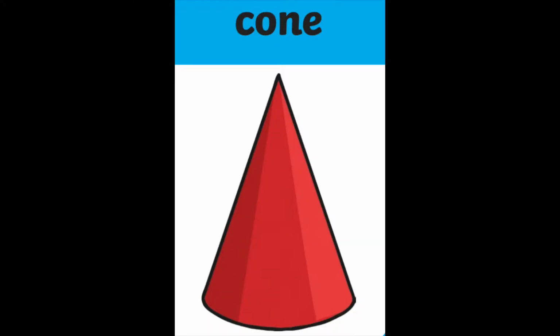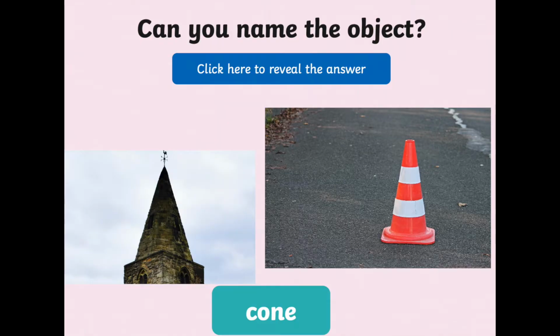My next 3D shape that we are going to look at is the cone. Now a cone has got 2 faces, one edge and one vertex, one pointy corner. Okay, when we look at this shape in the environment, we might find a traffic cone, a church tower, a shampoo bottle, or even an ice cream cone. Have a look and see if you can find a cone around the environment. Good luck!